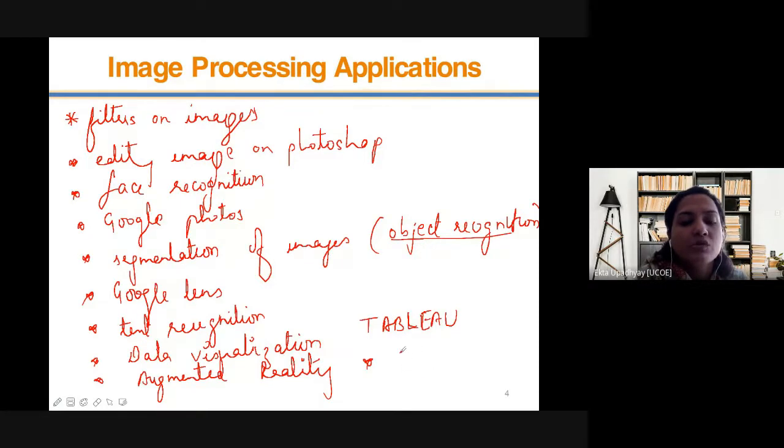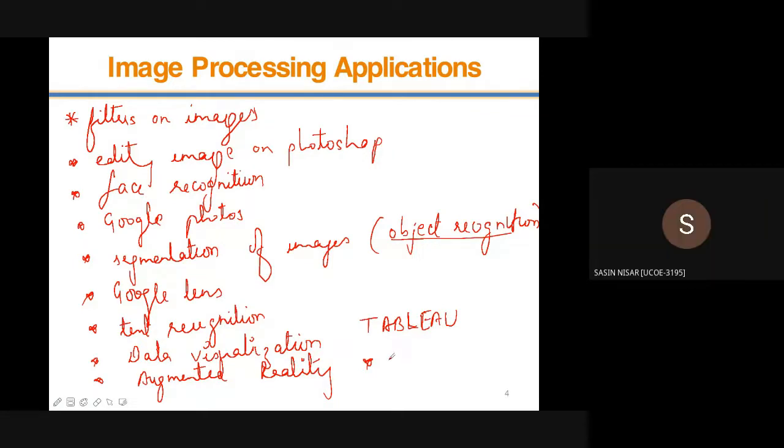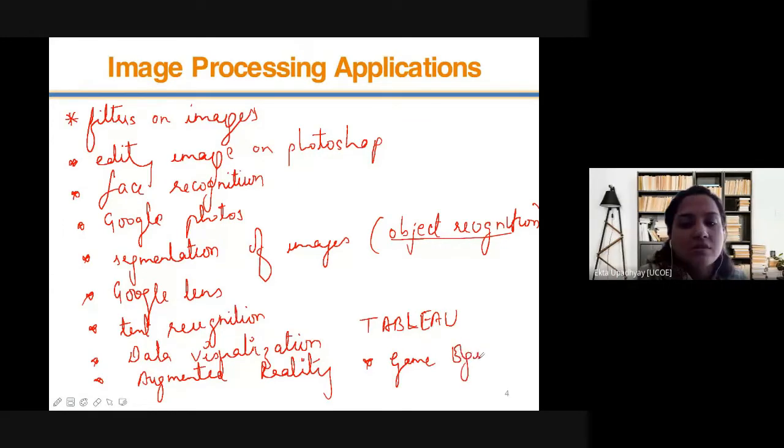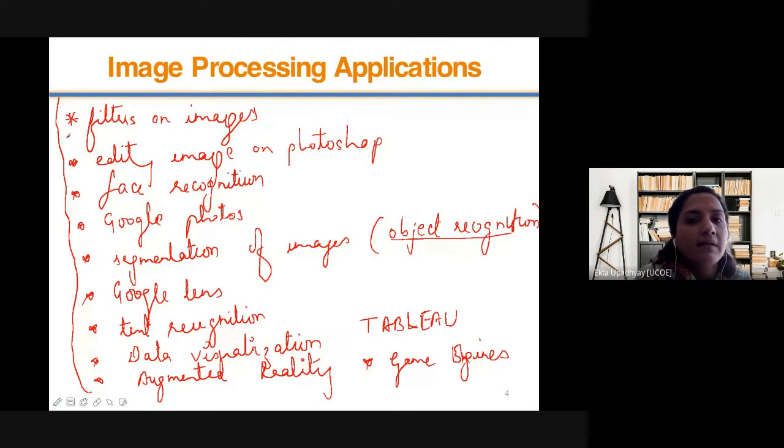There was one more student saying gaming. Game engine. Yes, game engines. So these are the applications that we all are facing in our day-to-day lives, right? We are using most of these in some way or other, to get my images enhanced, processed quickly, and ready to use for my applications, right?